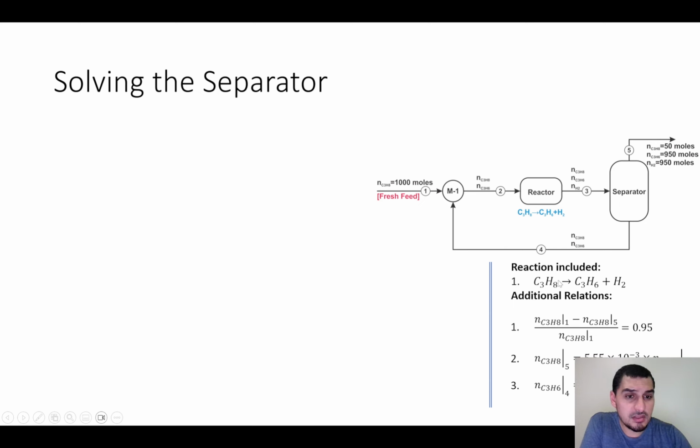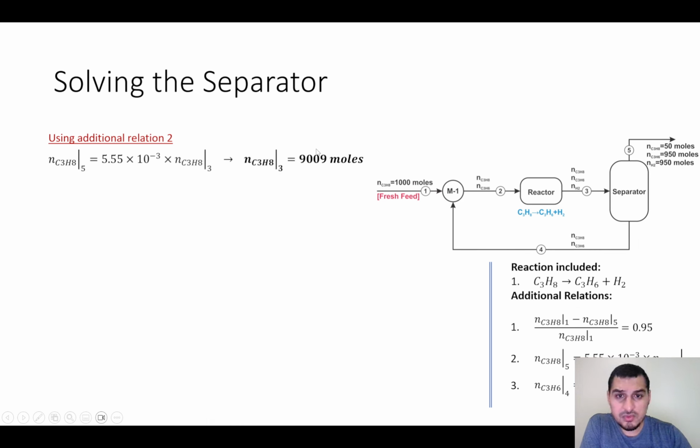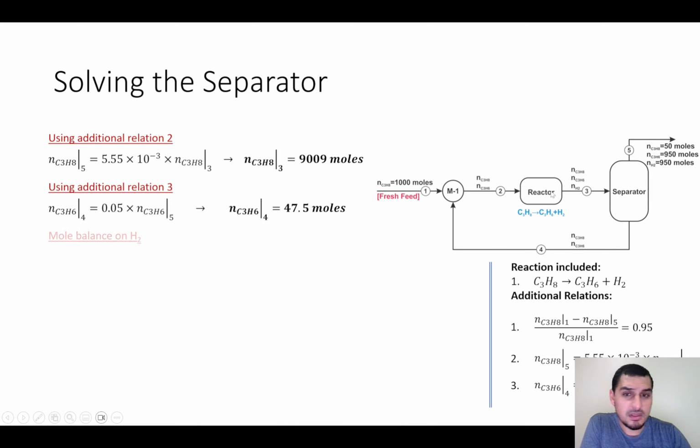For the separator, I would also start with the additional relations, because they are very straightforward. They are relating stream 5 to stream 3 and stream 5 to stream 4. So we can calculate the number of moles of propane in stream 3, which would be 9009, and we can calculate the number of moles of propylene in stream 4, which is 5% of the propylene in stream 6. So we already calculated them. Now the rest is going to be very simple.